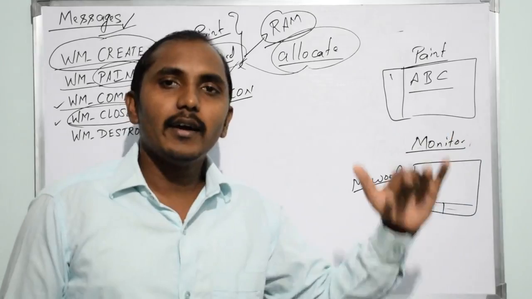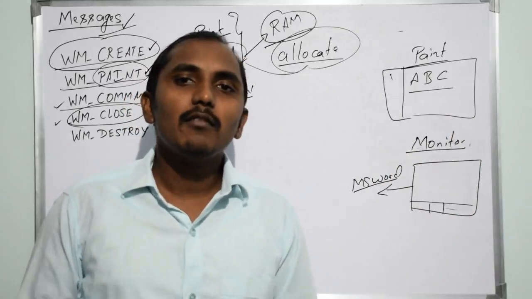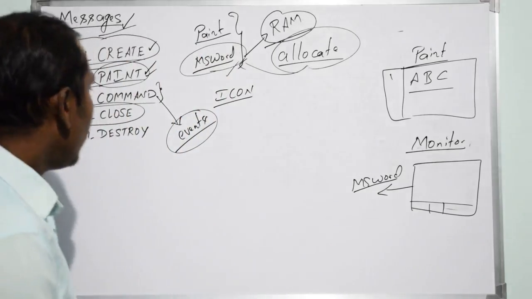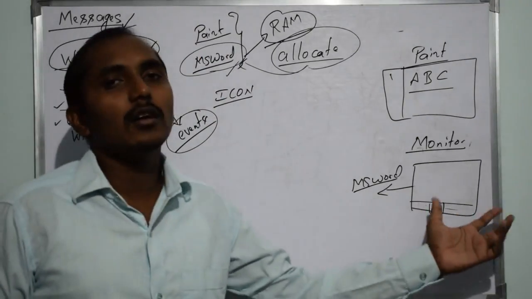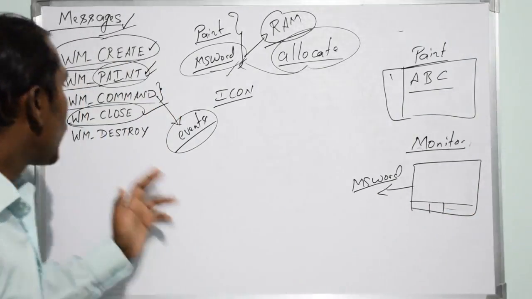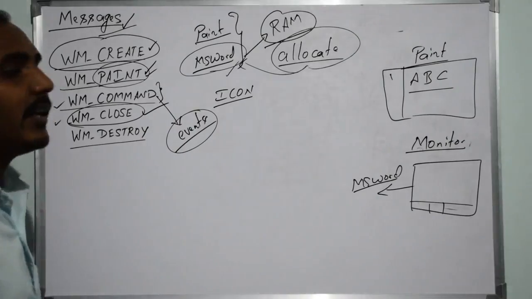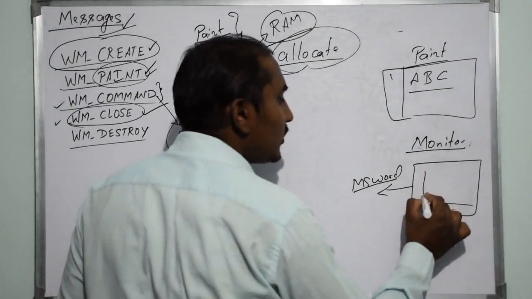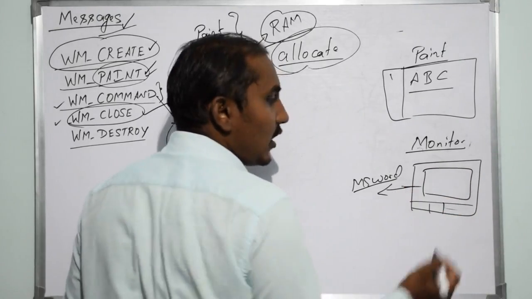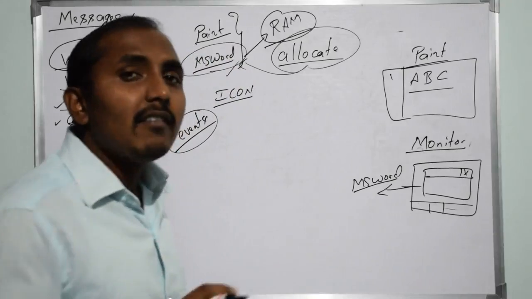Finally, coming to WM destroy. Suppose I have this MS Word application with a close button. Whenever I close the application, it means that whatever data is related to that particular application has to be removed from the main memory, which is RAM. This is what we do when the WM destroy message is called.